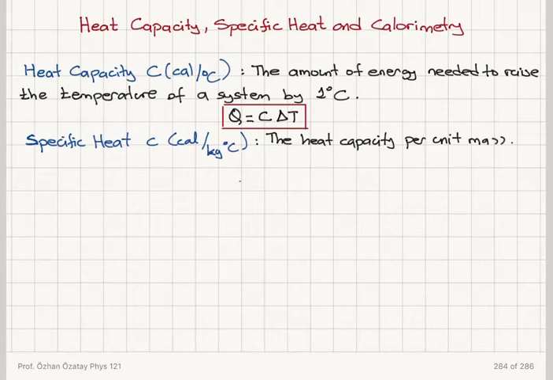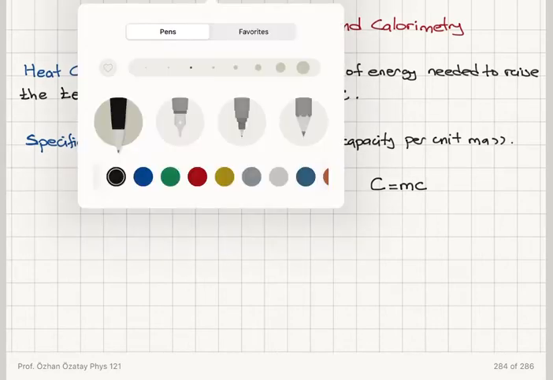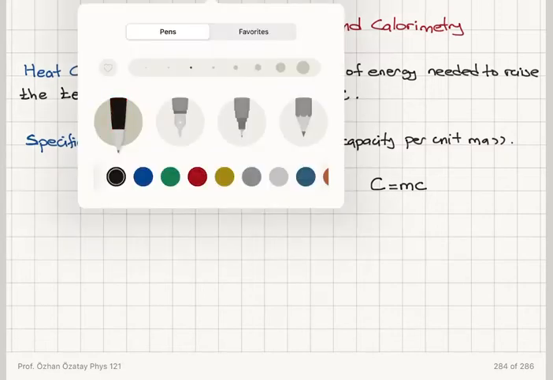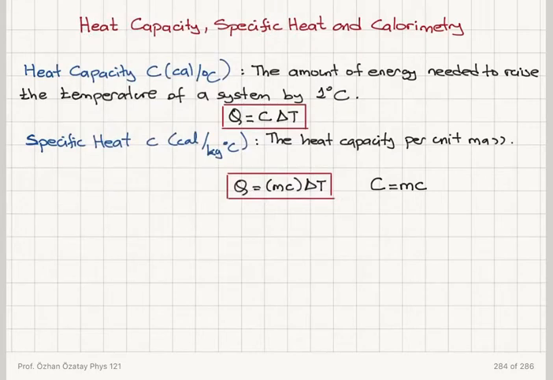So the total amount of energy I have to provide to raise the temperature by an amount delta T, Q, is equal to m c delta T, where the heat capacity is equal to m times c. So I have the energy I have to provide in order to raise the temperature by delta T given in units of specific heat. Now, in general, the specific heat can be temperature dependent.